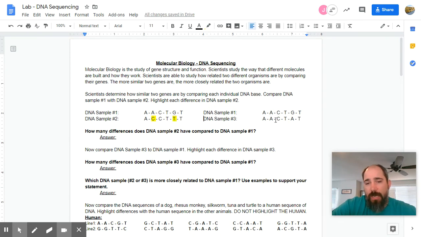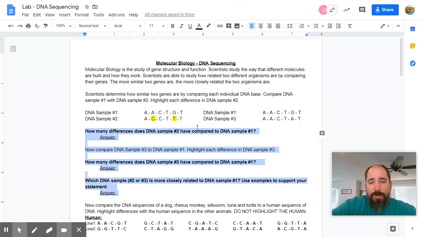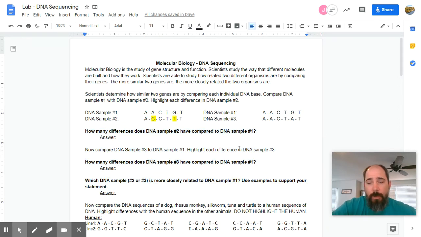Over here in this next area, you can see we've got sample number 1. We're going to use that same sample. It's the same as you see over here. And now we're going to compare it to DNA sample 3. We'll do the same thing, compare the top letter to the bottom letter, so on and so on, and highlight any differences that you find. Then you want to answer your questions about this first little section. Remember that the more numbers that are different, the less closely related two species are.